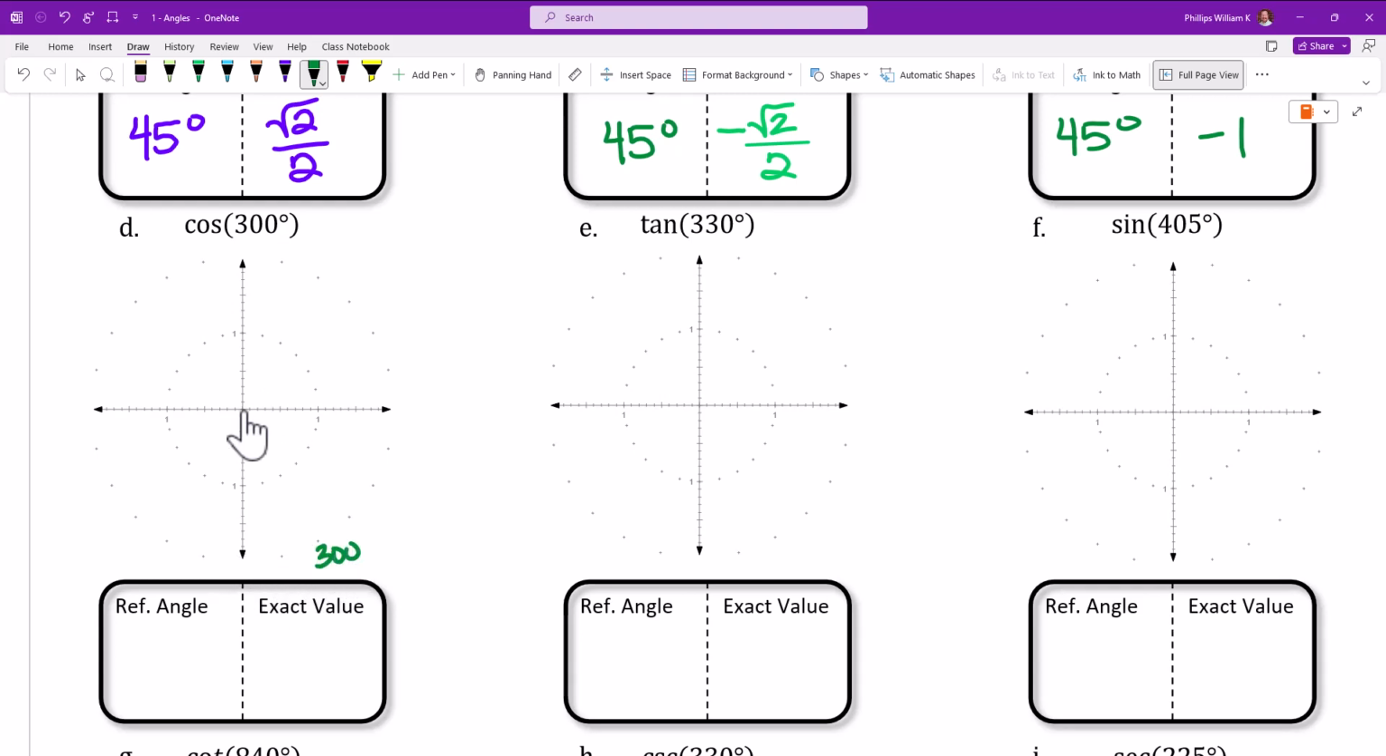So again, I have this initial side right here with the x-axis. And then I have this terminal side right here. So this 300 degree angle goes all the way around like this. But to find the exact value of cosine of 300, I need a reference angle. And reference angles always measure the terminal side to the x-axis.